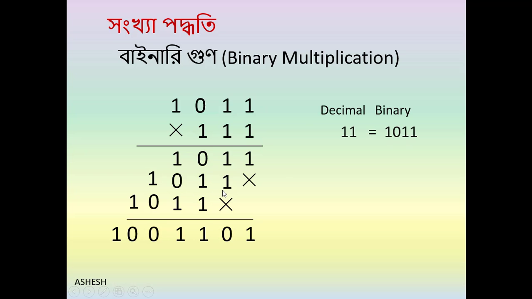Okay. We know that 11's binary number is 1011 and 7's binary number is 111. Now 11 multiplied by 7 is 77, and 77 equals binary 1001101.